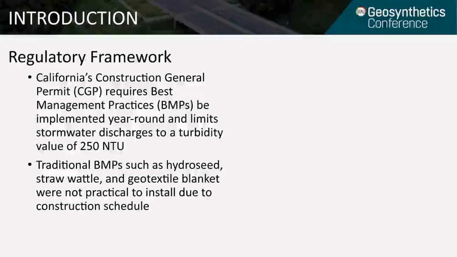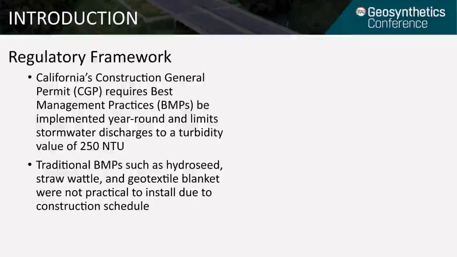For context, construction stormwater in California is regulated by the Construction General Permit, often called the CGP, and it requires that best management practices, known as BMPs, be installed year-round on construction sites, and it also limits stormwater discharges during rain events to a turbidity value of less than 250 NTU. And for anyone who's seen a vial of water that's around 250 NTU, it's actually somewhat clear. So this is a pretty strict discharge standard.